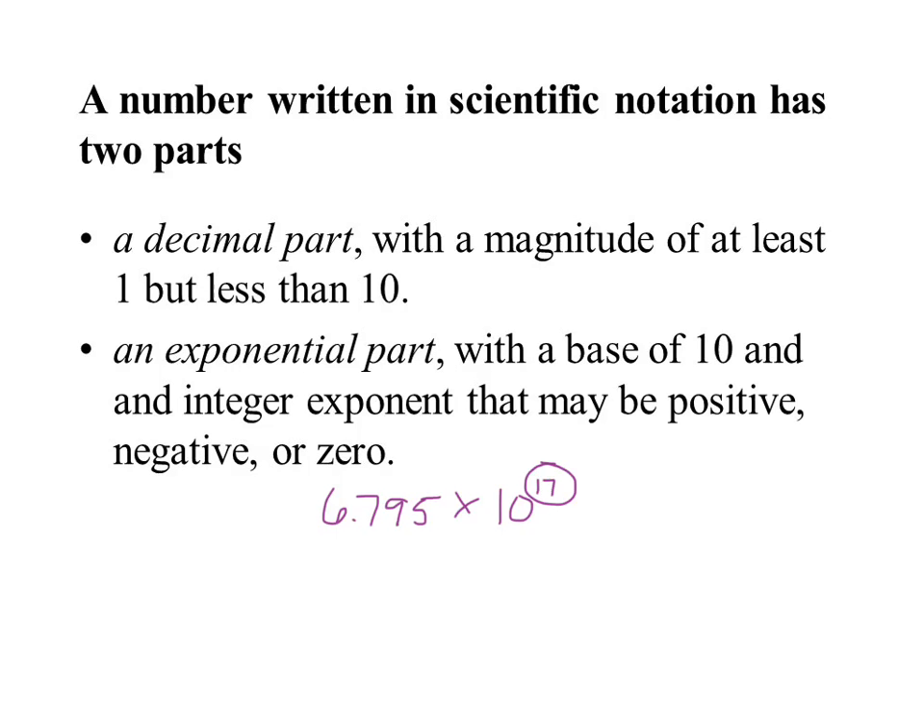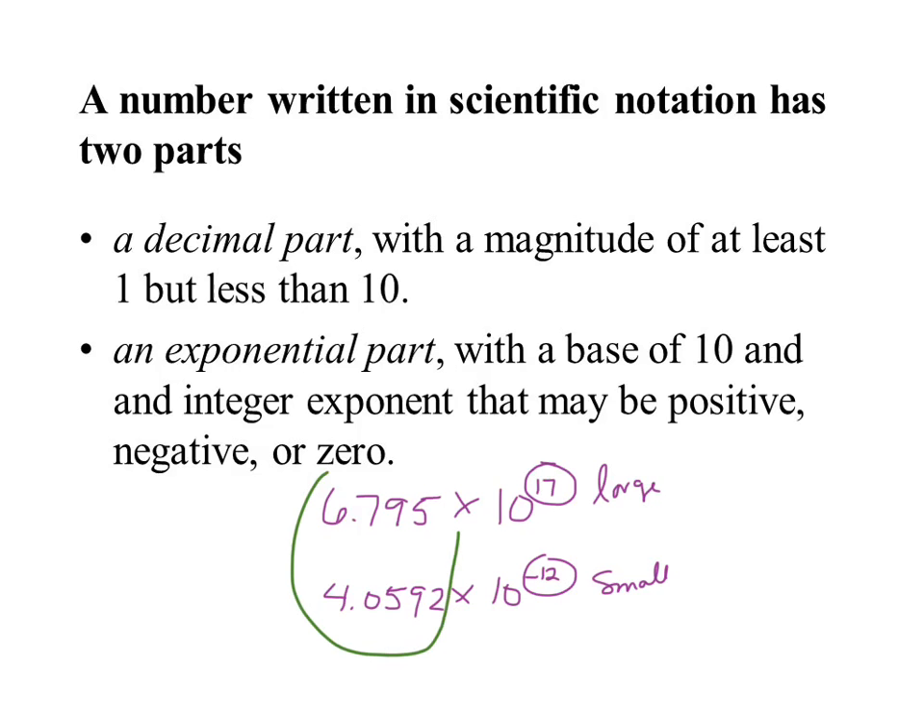The small number would be maybe 4.0592 times 10 raised to the negative 12th power. We'll talk more about this. This is actually going to be a small number. What they have in common is that they have a coefficient and then the exponent part, which is 10 raised to a power, and these are the powers, 17 and negative 12 respectively.